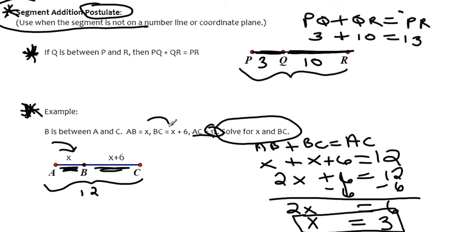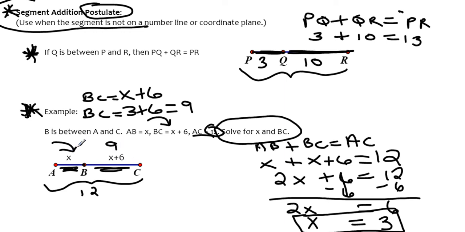Well, here we said that BC equals X plus 6. So to find the length of BC, I just have to substitute this 3 in for this X. So BC equals 3 plus 6, which is 9. And what you always want to do, even though it asks for just BC, is make sure we did this correctly. So we need to plug it into everything. BC was 9, X here was 3, and we need to check to make sure that 3 plus 9 does in fact equal AC, which is 12. And 3 plus 9 is 12, so we're good.